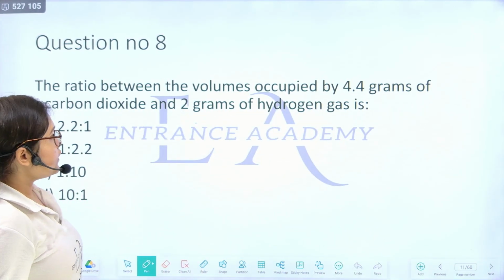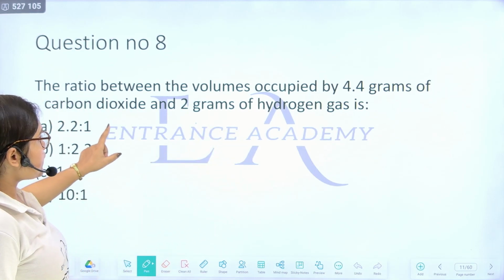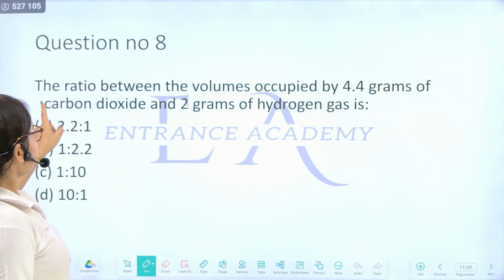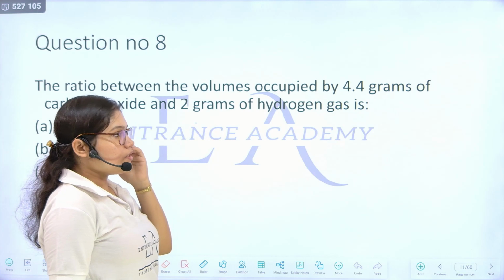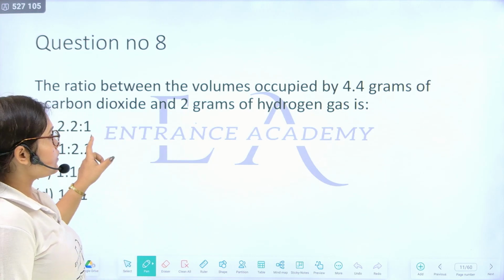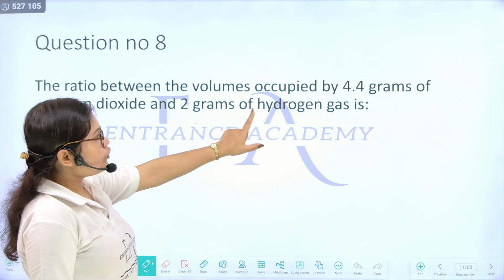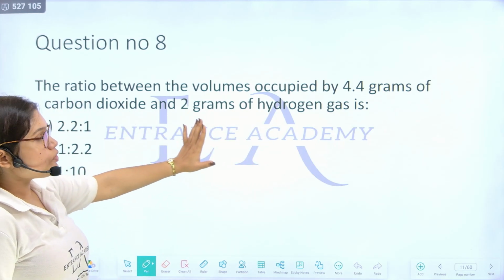The ratio between the volumes occupied by 4.4 grams of carbon dioxide and 2 grams of hydrogen gas. So you need to add some numericals, just questions. Numericals are also important. This is a question from the stoichiometry chapter. The ratio between the volumes occupied by 4.4 grams of carbon dioxide and 2 grams of hydrogen gas.